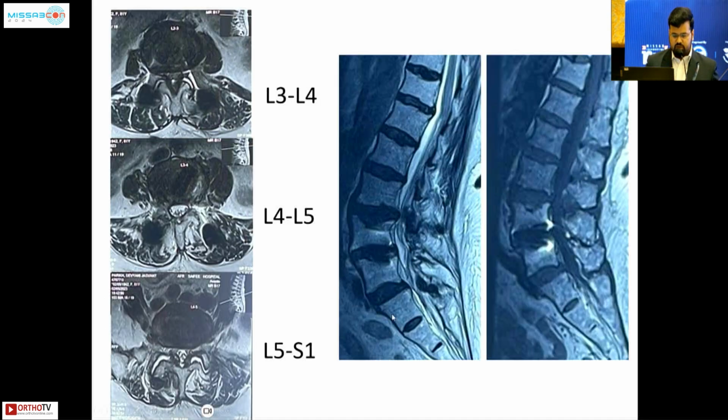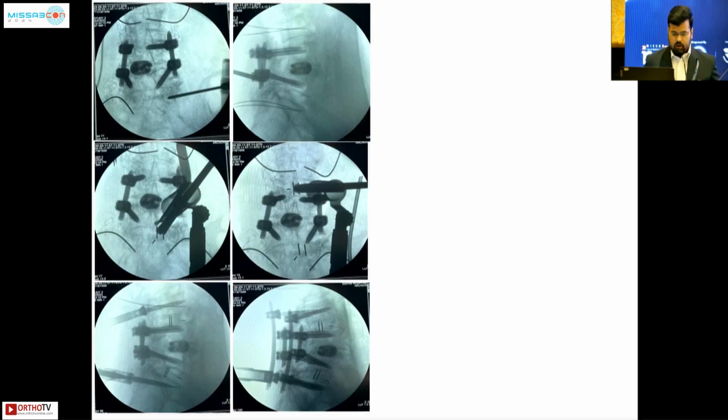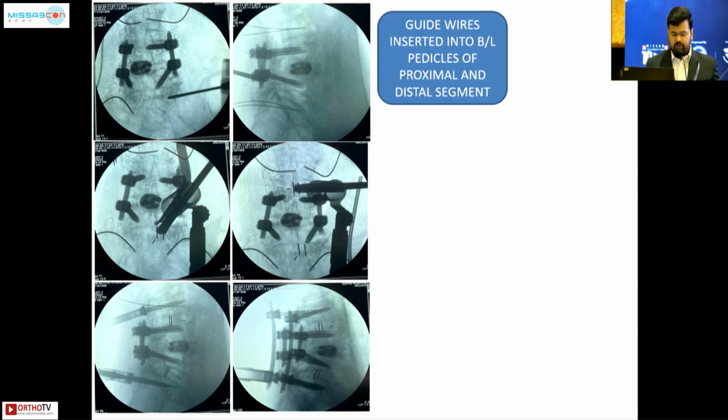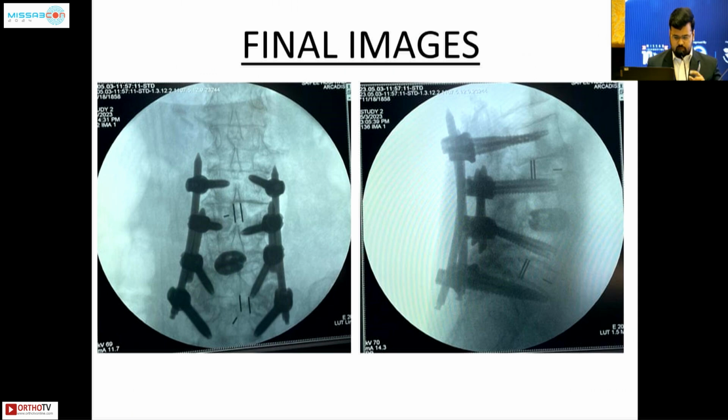As you can see in the middle image, L4, L5 is the primary treated level which has a patent canal, while L3, L4 and L5, S1 have also undergone degeneration, that is both proximal as well as distal ASD. Percutaneous guide wires were inserted into proximal as well as distal ASD level. Using tubes, MIS TLIF was done at both the levels and connecting rods were applied, bypassing the primary level. This is the final image of the same patient.